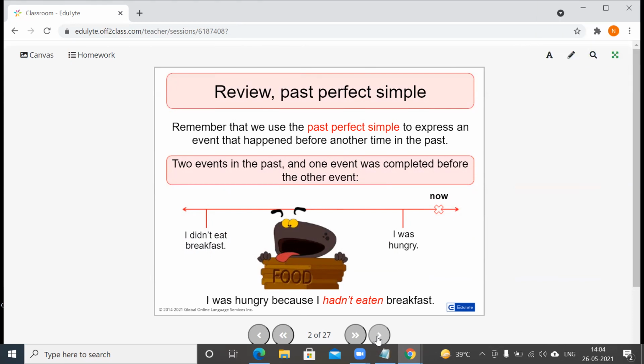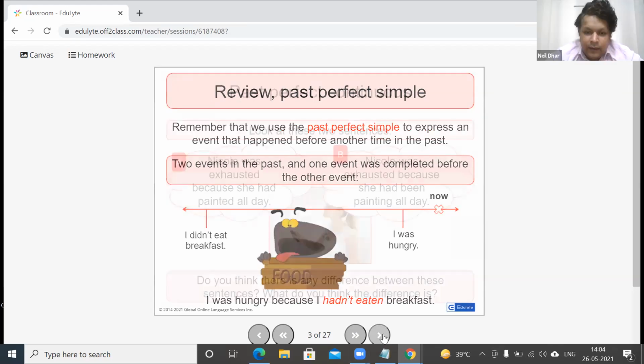Review past perfect simple. Remember that we use the past perfect simple to express an event that happened before another time in the past. Two events in the past, and one event was completed before the other event. I didn't eat breakfast. I was hungry. I was hungry because I had not eaten breakfast. I hadn't eaten breakfast. Okay, great. Moving on.